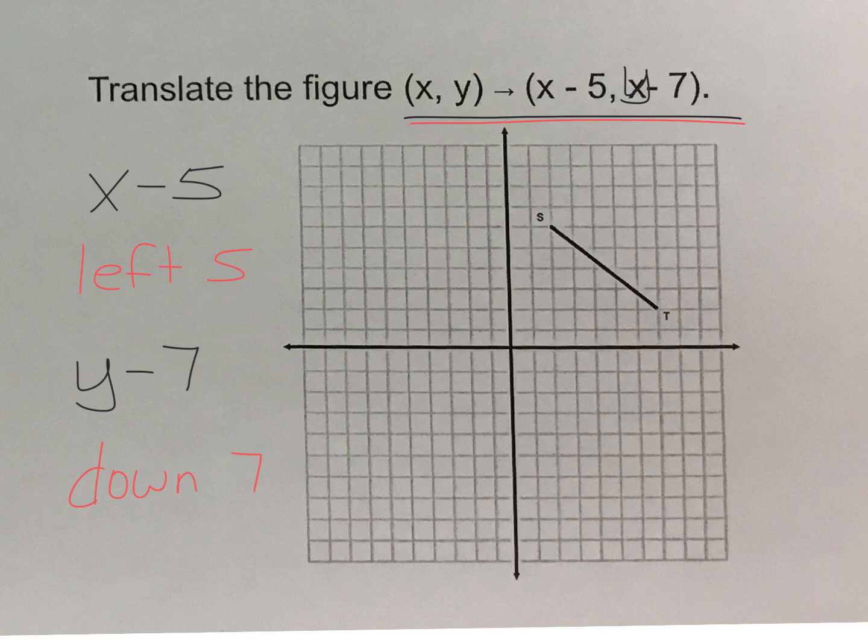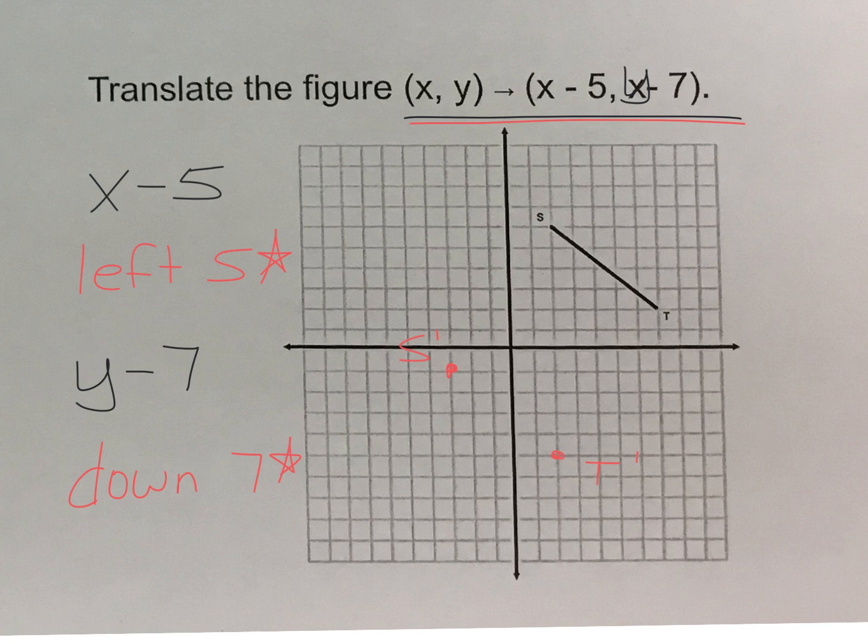Okay, now we're going to apply the rule, okay? I'm going to pick S. Could you pick T? Yes, it doesn't matter which one you do, just like reflections, it doesn't matter. With S, I'm going to follow this rule that we just came up with. I'm going to go left 5 and down 7. And I'm going to do the same thing to T. I'm going to go left 5 and down 7.